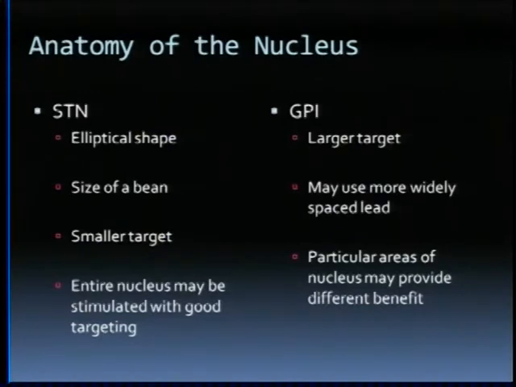If you look at the STN nucleus, as we were looking at earlier with that picture, it's a much smaller target. It's about the size of a bean. I've even heard as small as a pea. The largest I've heard is the size of an almond, but it's a pretty small structure we're targeting deep in the brain. It's elliptical in shape, and that determines some of the angles that we approach with in our targeting of the STN.